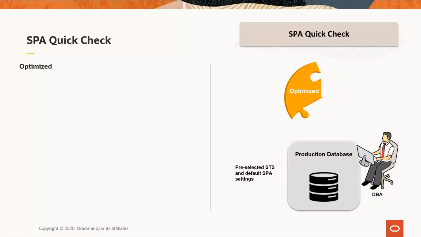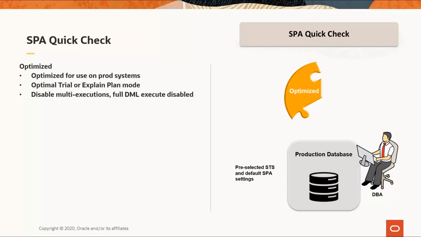So you have your production database and you have some pre-selected SQL tuning sets, and also you get some settings for SQL Performance Analyzer. SPA Quick Check, keep in mind that is an optimized tool. That means that it's optimized for use on production systems. You have the optimal trial or explain plan mode, and we disable multi executions, and full DML execute is disabled. This is in order to protect your production system, right?